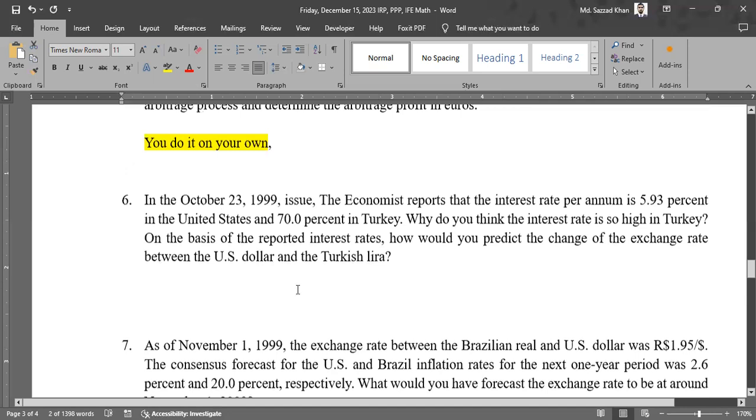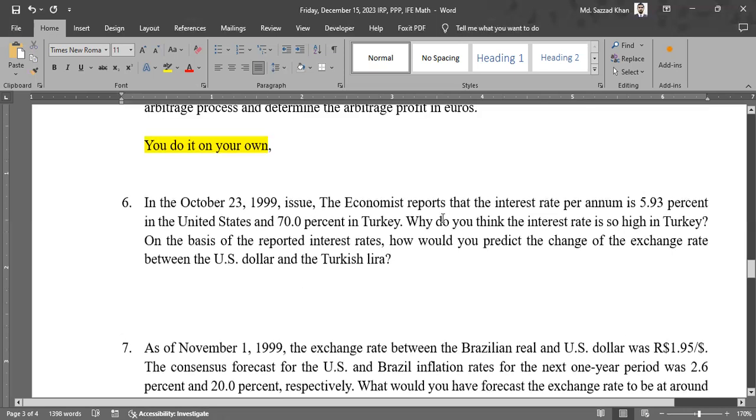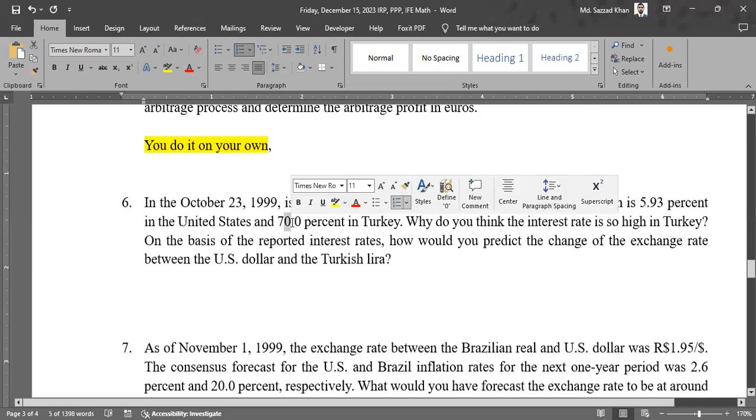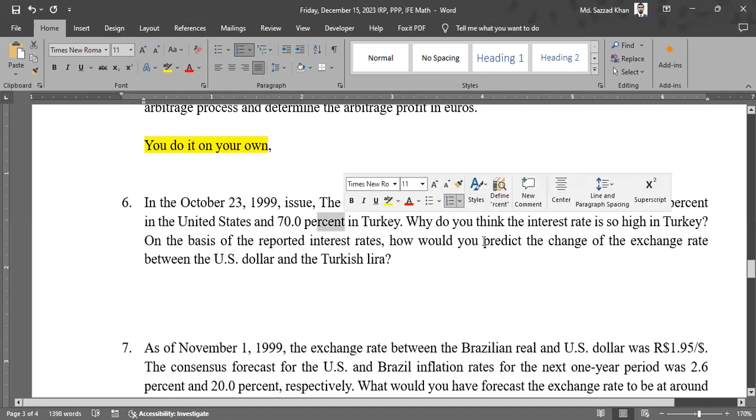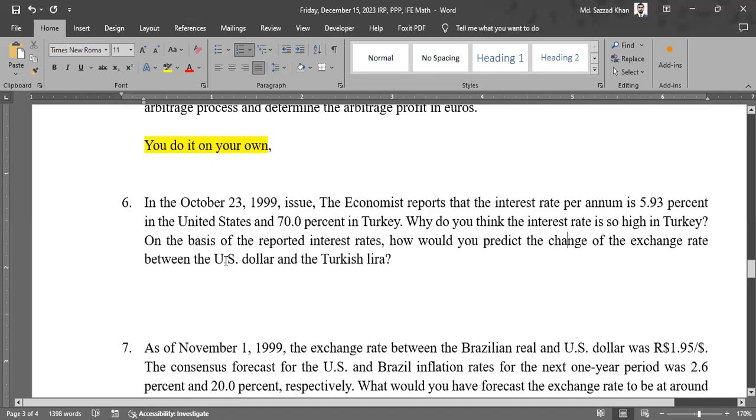And number 6. Okay. Number 6 talks to us about the interest rate in USA is 5.93% and Turkey is 70%. Okay. On the basis of this report, can you predict the exchange rate between US dollar and Turkish lira?